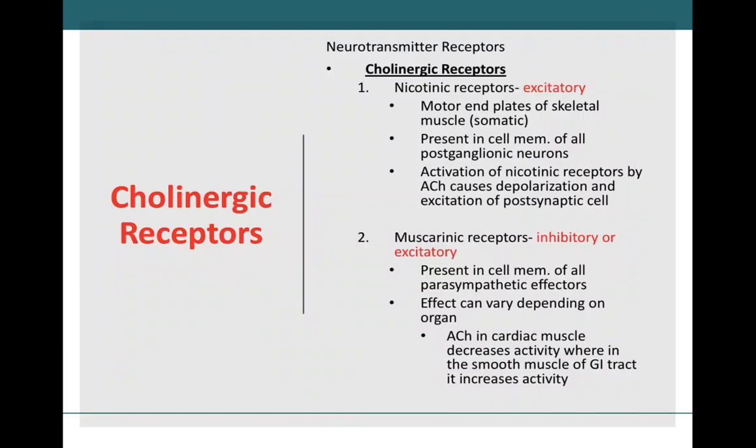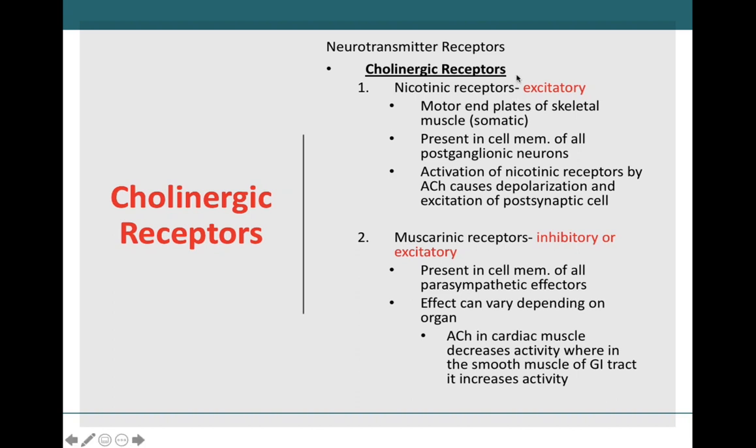So remember, in order for any signal to be transmitted at all, we have to have cholinergic receptors to receive acetylcholine found in the postsynaptic membrane. So this is where we're going to get into our different types of cholinergic receptors. We have two different types of cholinergic receptors, nicotinic receptors and muscarinic receptors. Now these two receptors are going to differ in where they are located and what their action is on the cell that they are found on.